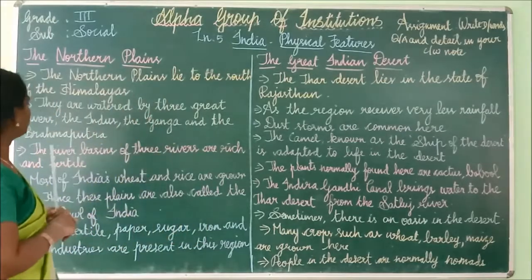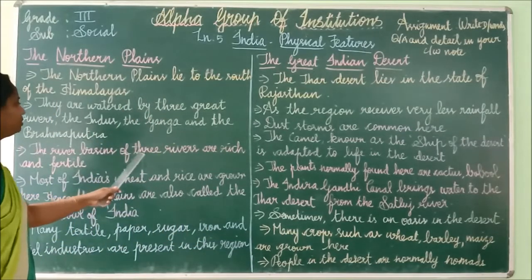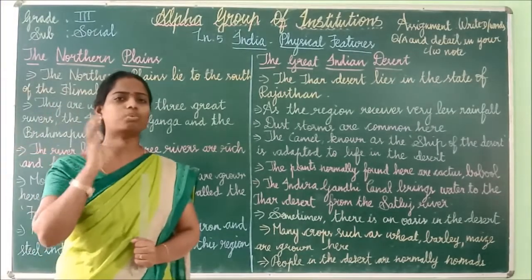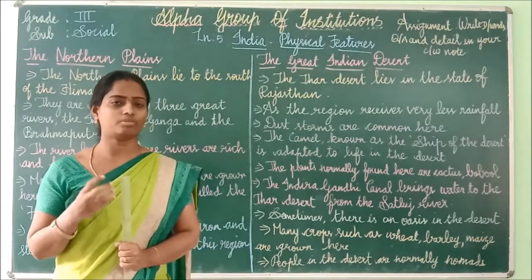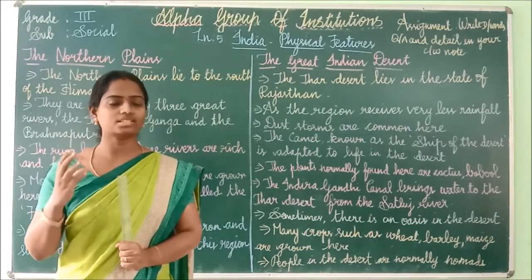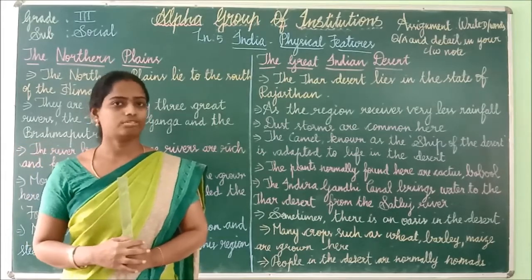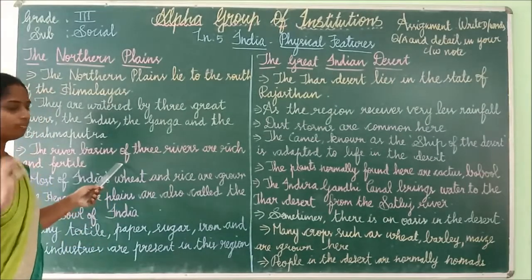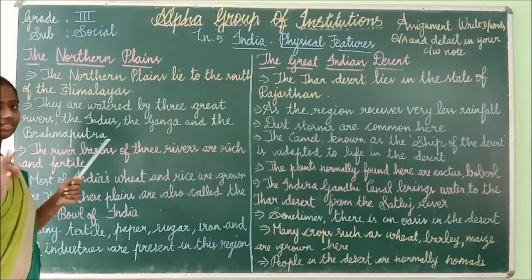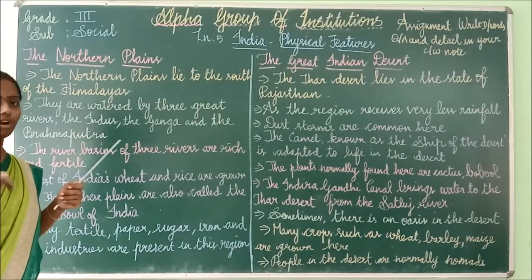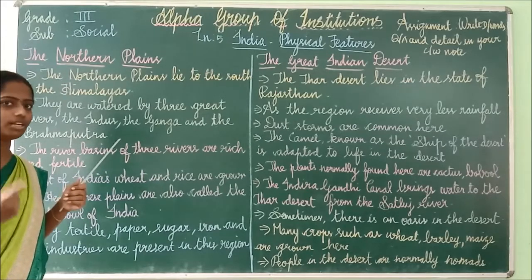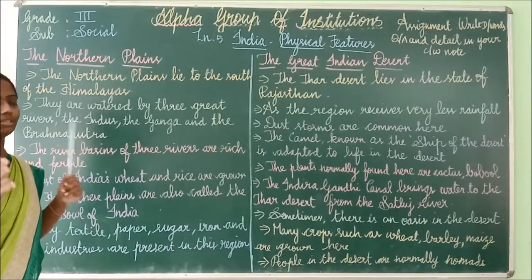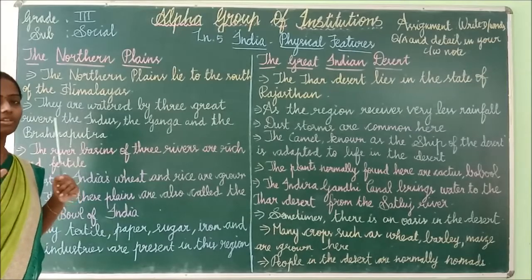Okay, children. The third point is the river basins of the three rivers are rich and fertile. Okay, these rivers are very important for what? For cultivation, which means for fertility, for growing crops. These rivers play a very important role for the areas that surround them. These three rivers are very important for fertilization, for cultivation or whatever it may be. They are growing many such crops, wheat, isn't it? So these rivers play a very important role in irrigation.